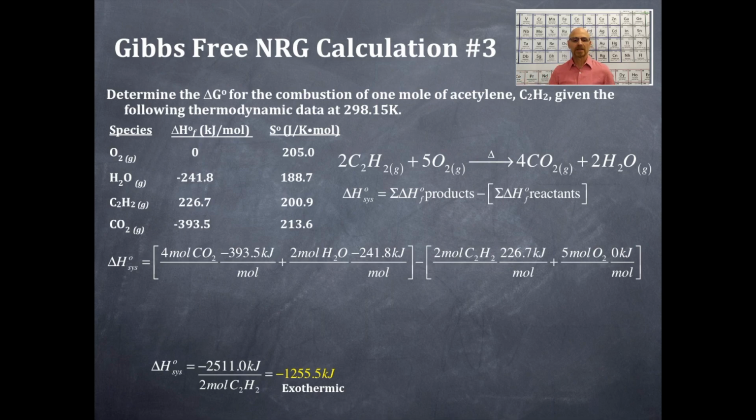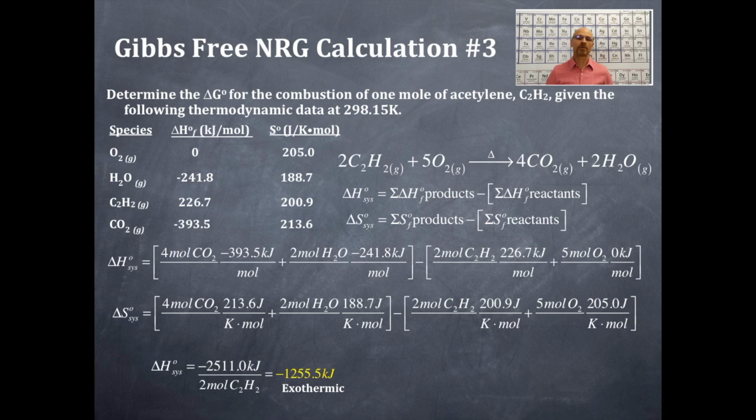Think about that. Okay? Now we're going to calculate the delta S naught for the reaction. It's products minus reactants. We're using that data table. So we're going to plug that right in here. So the delta S naught for the system is the 4 moles of the carbon dioxide times 213.6 joules per Kelvin mole plus 2 moles of water at 188.7 joules per Kelvin mole minus the quantity of 2 moles of acetylene times 200.9 joules per Kelvin mole, plus 5 moles of oxygen times 205.0 joules per Kelvin mole.